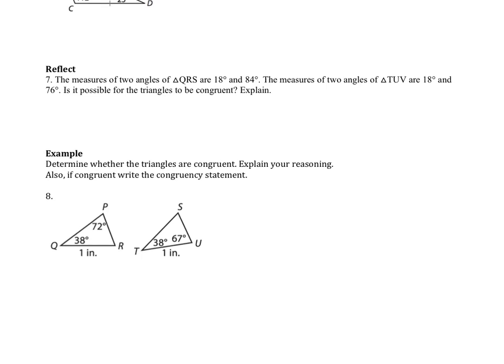All right, little reflection question for you. The measures of two angles of triangle QRS are 18 and 84, and the measures of two angles of triangle TUV are 18 and 76. Is it possible for the triangles to be congruent? And then explain. Okay, so come up with that answer and be ready to share in class.